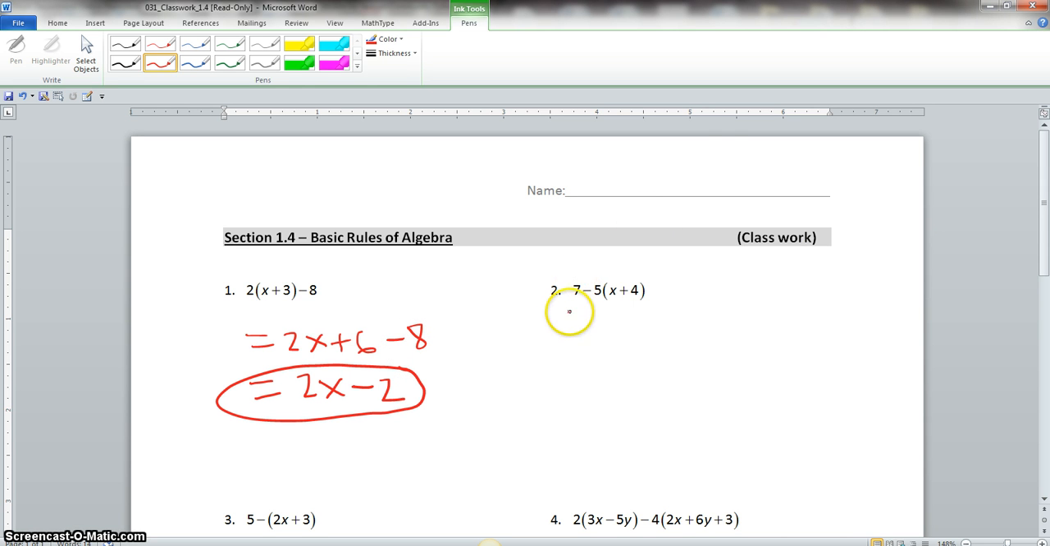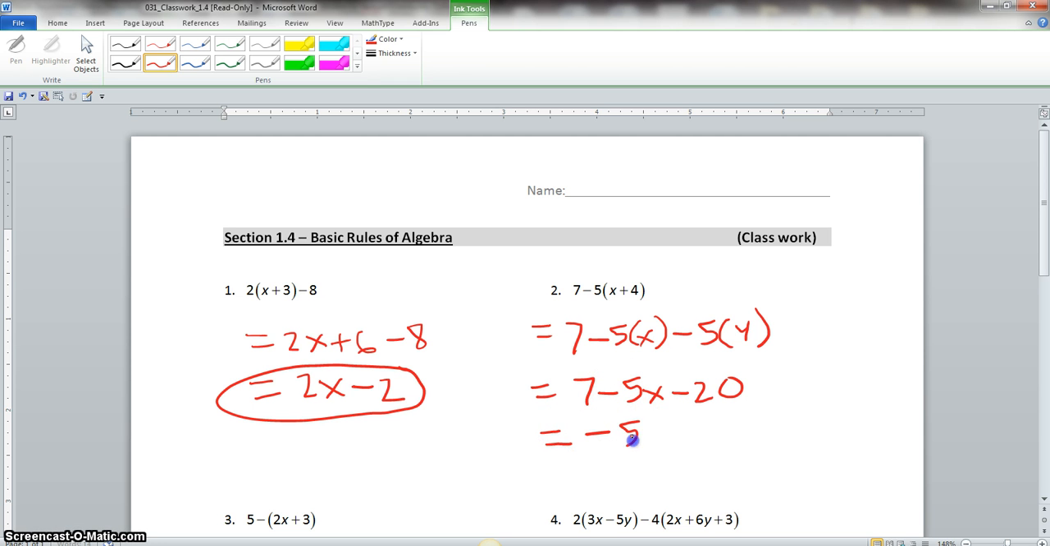Now we go here to number 2. We will bring down our 7, and we would take this minus 5 times x and a minus 5 times 4. Now I'm going to show each step of the distributive property here. So we have minus 5 times x and minus 5 times 4. So we will have 7 minus 5 times x is a minus 5x, and minus 5 times 4 is a minus 20. So typically we will write the variable first, so we'll put the negative 5x, and 7 minus 20 will give us a minus 13.